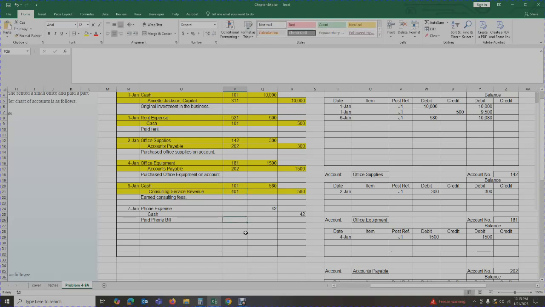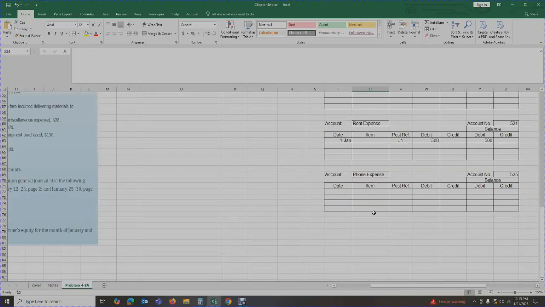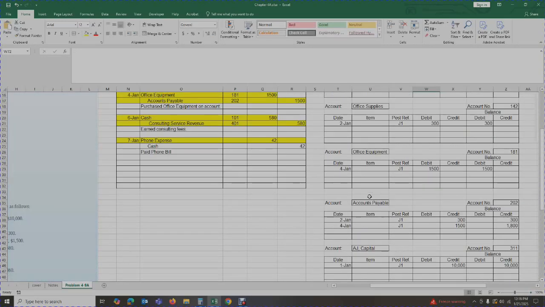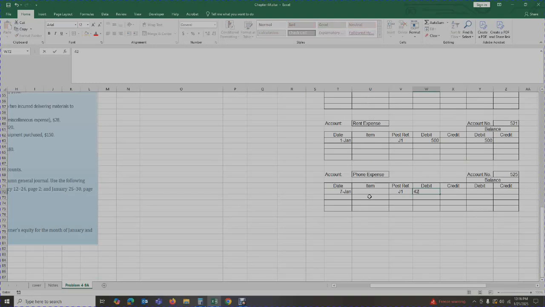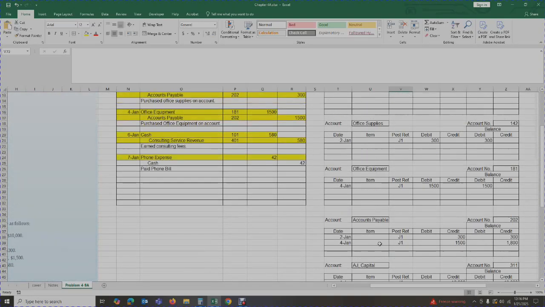Okay. The last transaction that I have is my phone expense. Okay, phone expense for $42. So we're going to go ahead and locate the phone expense. This is happening on January the 7th. This is journal 1. And the amount of the phone expense is a $42 debit. So that will be the ending balance for my account. $42 debit balance for phone expense. This is account number 525. I'm going to go back and put that 525 here.